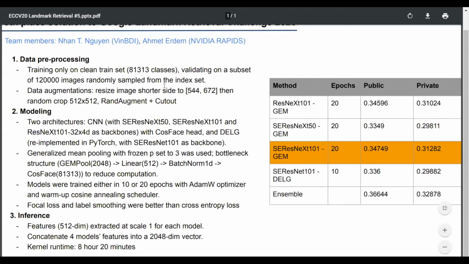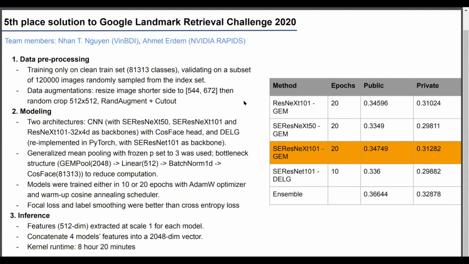So my name is Nhân Nguyen, and today I'm going to present our team solution to the landmark retrieval challenge. Firstly, on the data preprocessing part, we decided to train only on the clean data set, and for validation, we randomly chose about 120,000 images from the index set that had the same classes as the clean train set, and we computed the global average precision metric on that to check on the model.